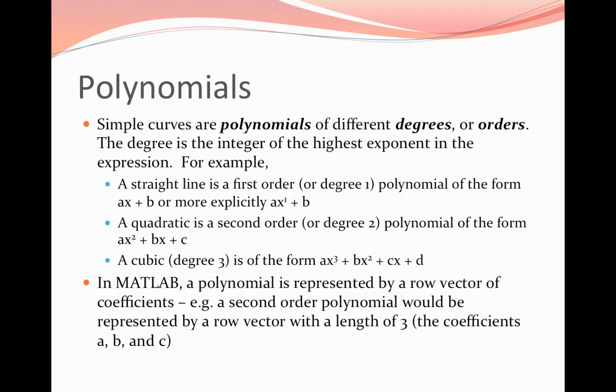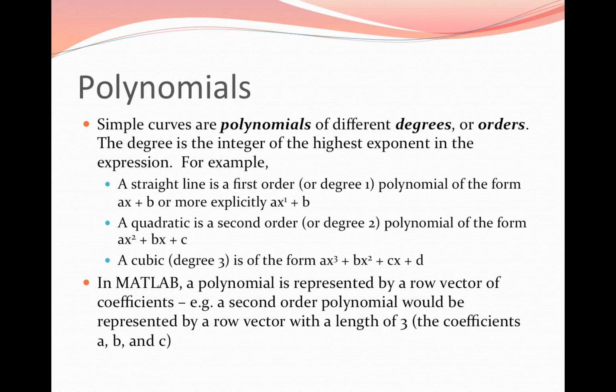Simple curves are polynomials of different degrees or orders. The degree is the integer of the highest exponent in the expression. For example, a straight line is a first order, degree 1 polynomial of the form ax plus b, or more explicitly a times x to the first power, that's where the 1 comes in, plus b.